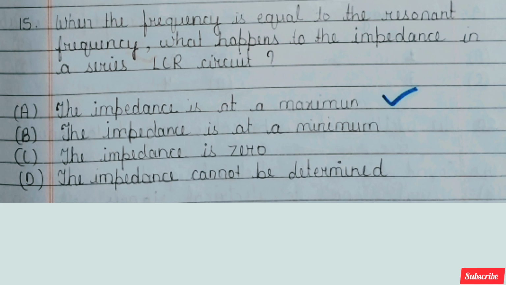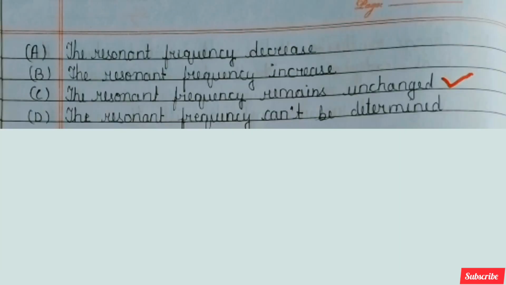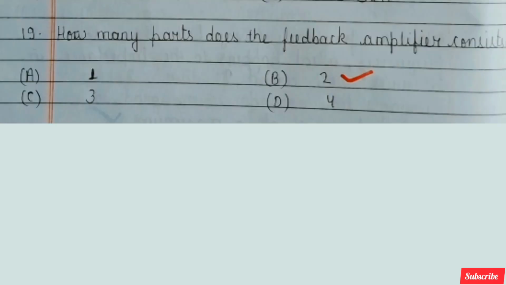Next question is, when the frequency is equal to the resonant frequency, what happens to the impedance in a series LCR circuit? Option A is right. Next question is, if the resistance is increased in a series LCR circuit, how does that affect the resonant frequency? Option C is right. Next question is, how many parts does the feedback amplifier consist of? Option B is right, 2.